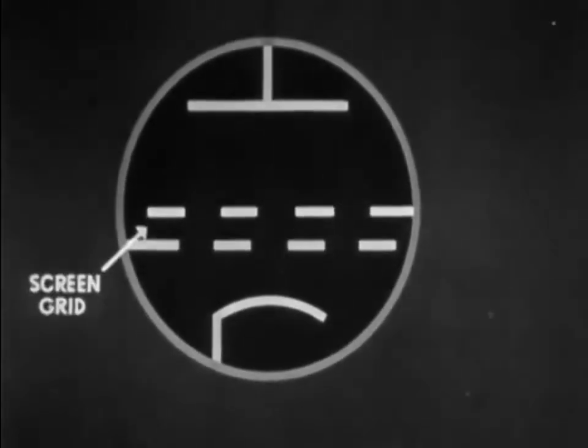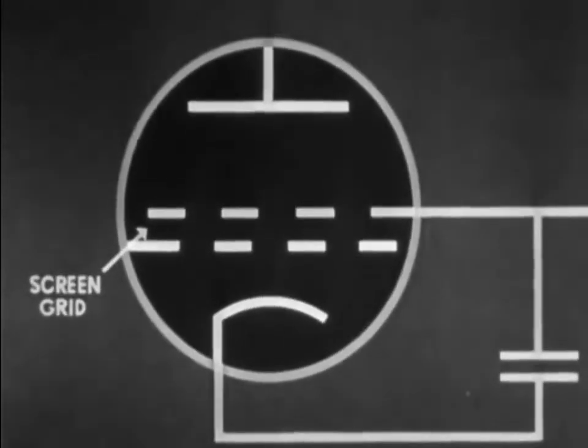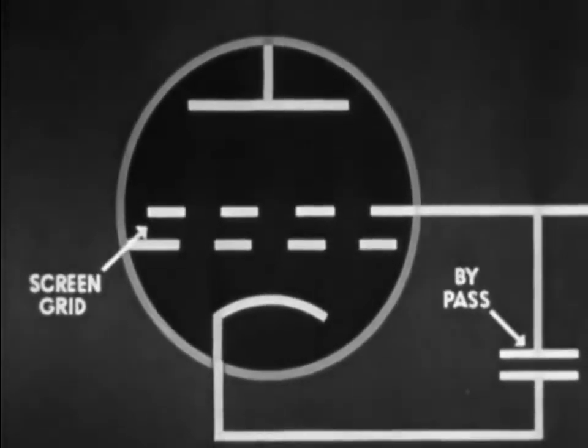To shield the control grid, another grid known as the screen grid may be added to the triode tube. A condenser connects the screen grid to the cathode circuit. This bypass condenser enables the screen grid to electrically isolate the plate and control grid.